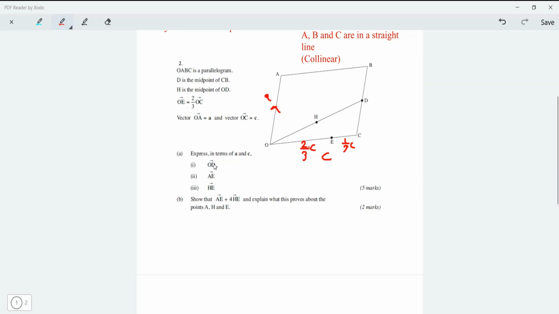Now they say write down what is OD. To go from O to D, what we can do is go from O to C, then from C to D. I think I need a little bit more space to write it out. I'm just going to carry it on the white sheet right here. To go from O to D, you can go from O to C, and then you go from C to D. But OC, remember, is C.